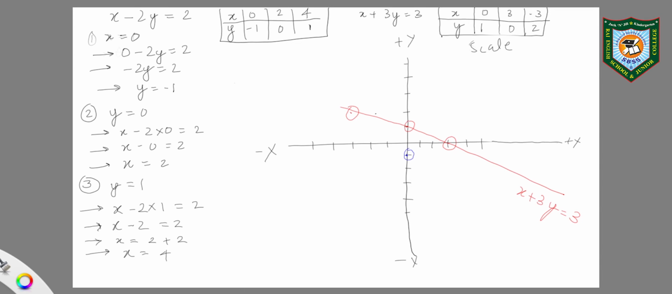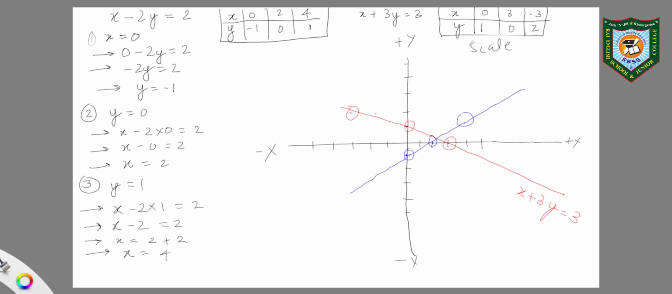The next point is x is 2 and y is 0, so x is plus 2, so we go in the positive x-axis. This is plus 2. And the third point is x is 4 and y is 1, so plus 4 and 1, we go here. This is my third point. Now we're going to draw this line.